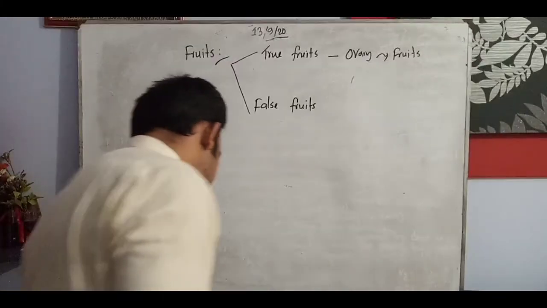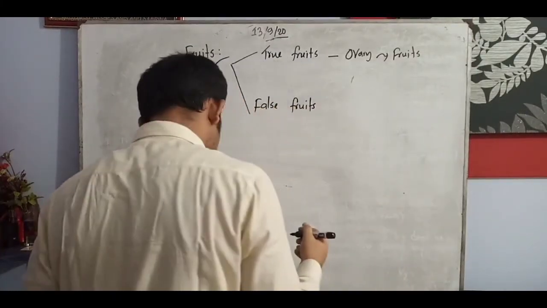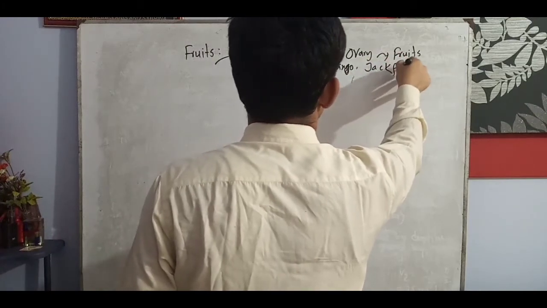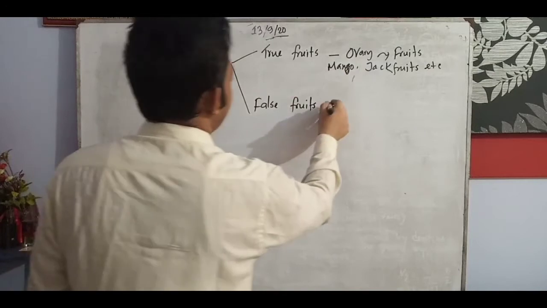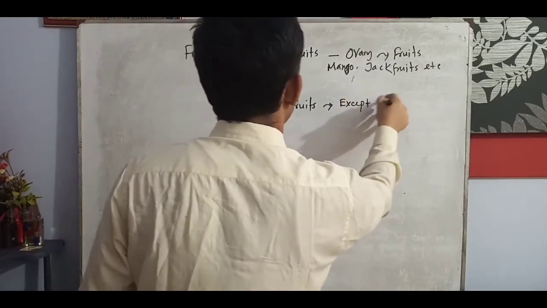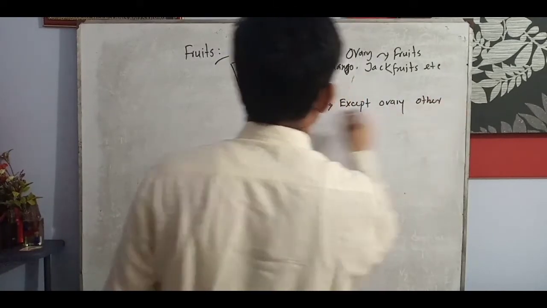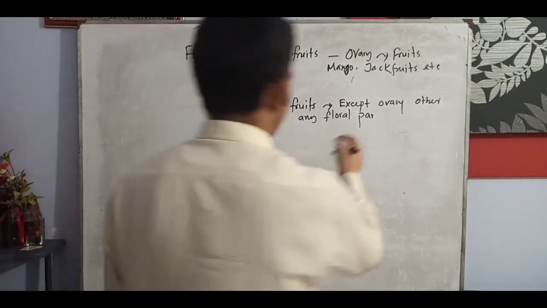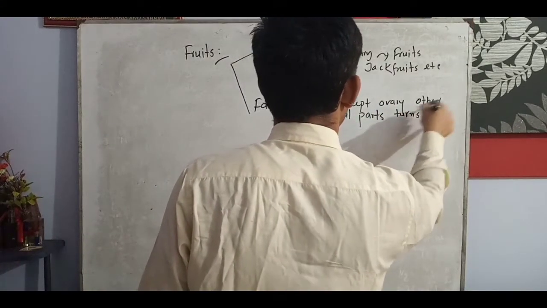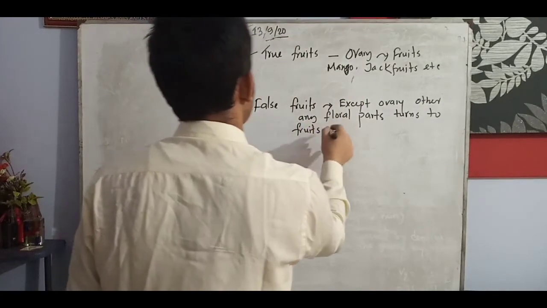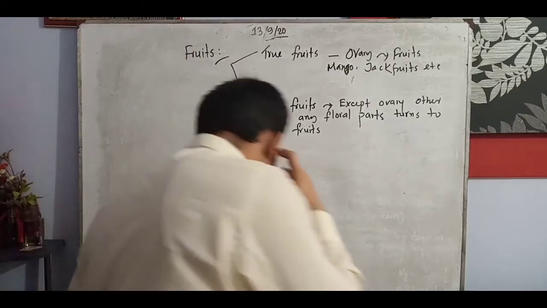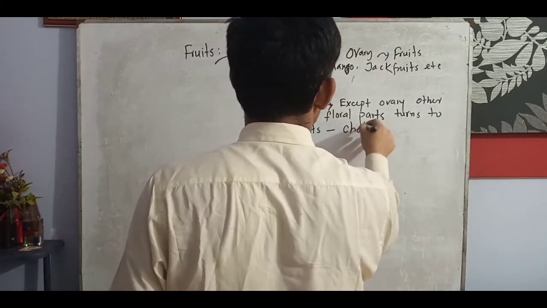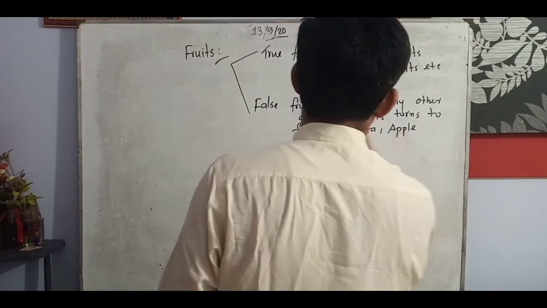Yes, of course we can give some examples also: mango, jackfruit. Mango, jackfruit, like that. When floral parts other than the ovary turn into the fruit, not the leaves or stem, but floral parts, it is called a false fruit. We can give an example here: chalta apple. Another name of chalta is Dillenia.